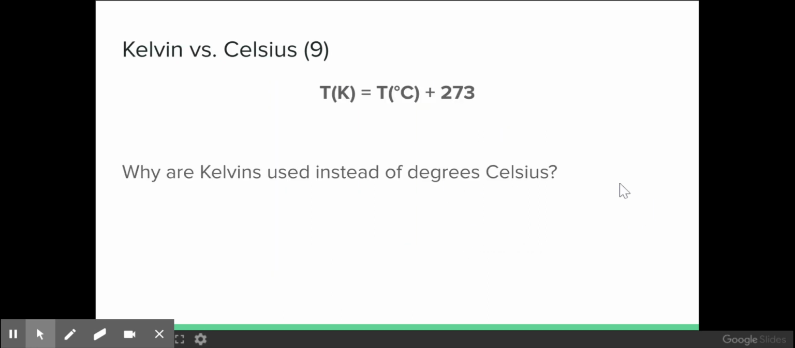Furthermore, there's an easy conversion to go back and forth between Celsius and Kelvin. Take your Celsius temperature, add 273, bam, it's in Kelvin. So a Kelvin temperature is usually a little bit higher. Why are Kelvins used instead of degrees Celsius? It's because it's a positive, absolute temperature scale.